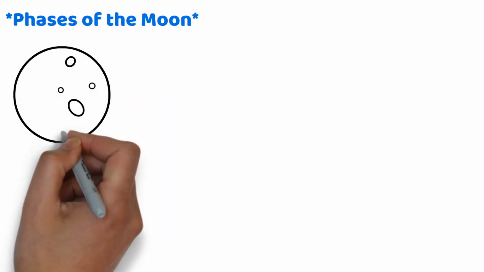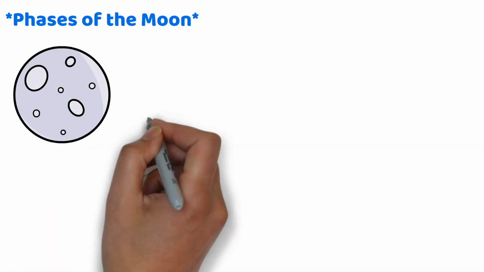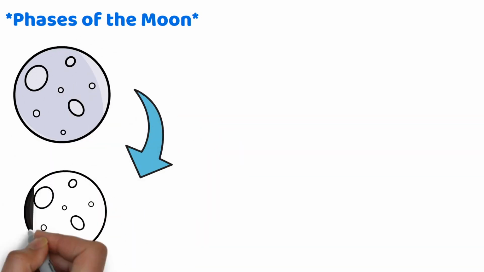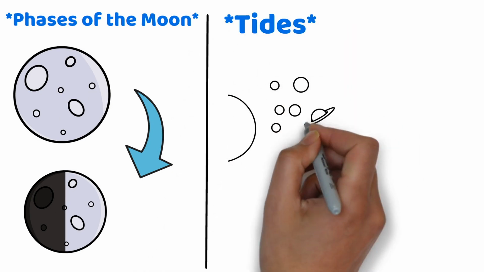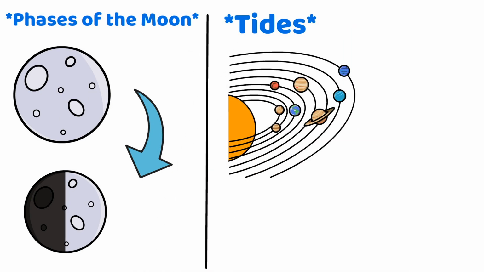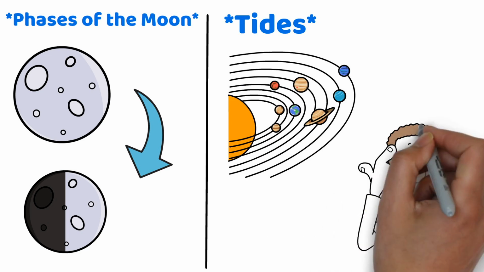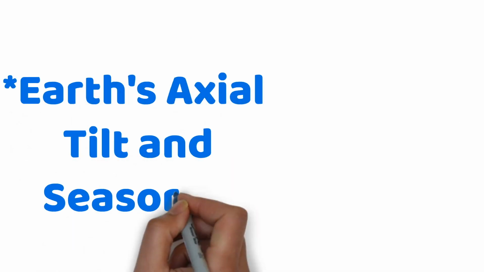From the new moon to the full moon, the visible portion of the moon changes, influencing various cultural and natural activities on Earth. Tides. The gravitational pull of the moon and the sun on Earth's oceans causes high and low tides, an essential concept for understanding marine and coastal processes. Now let's talk about Earth's axial tilt and seasons.